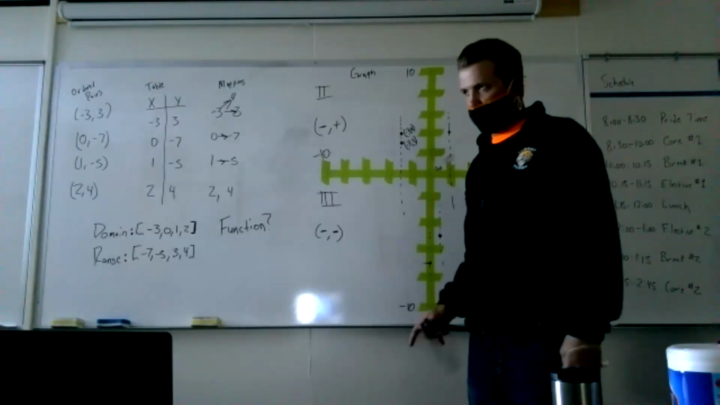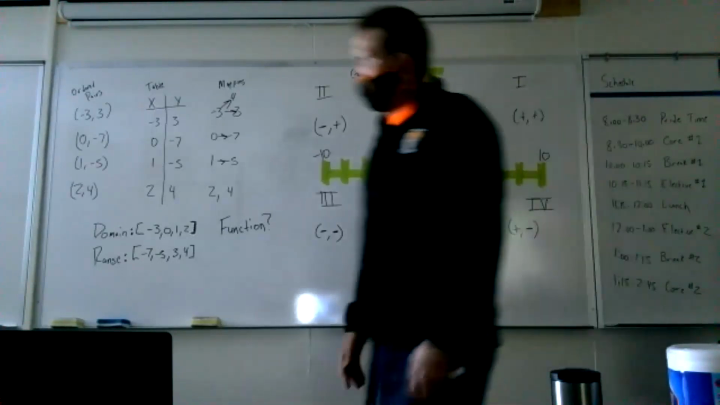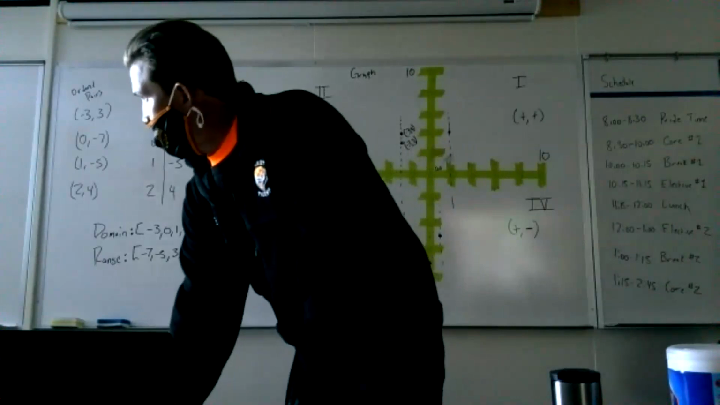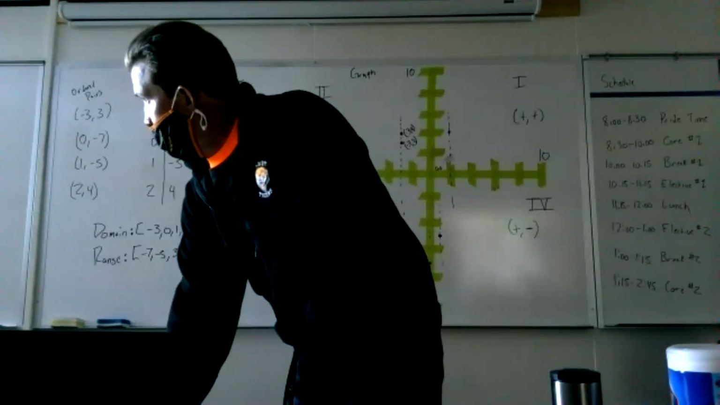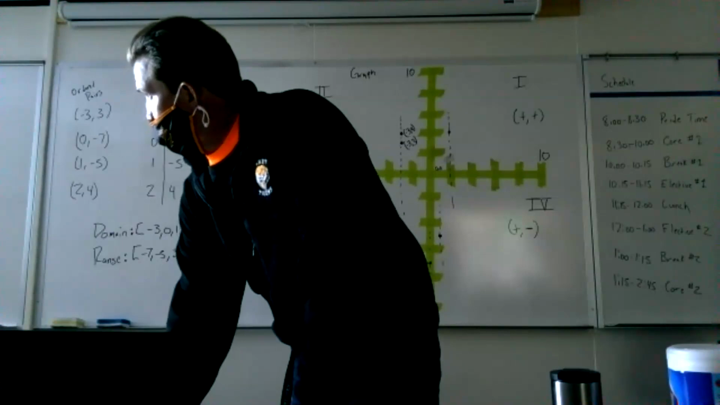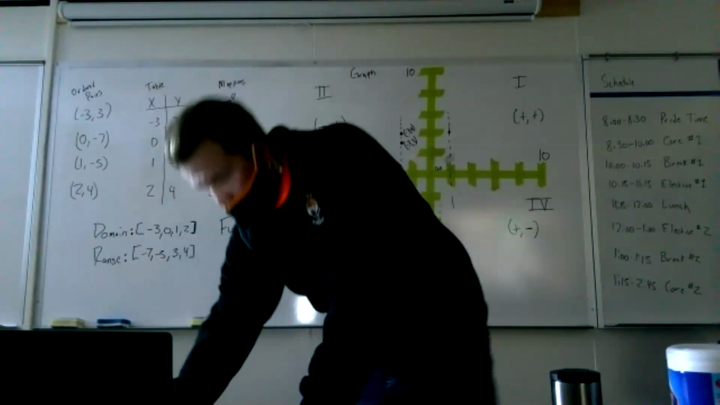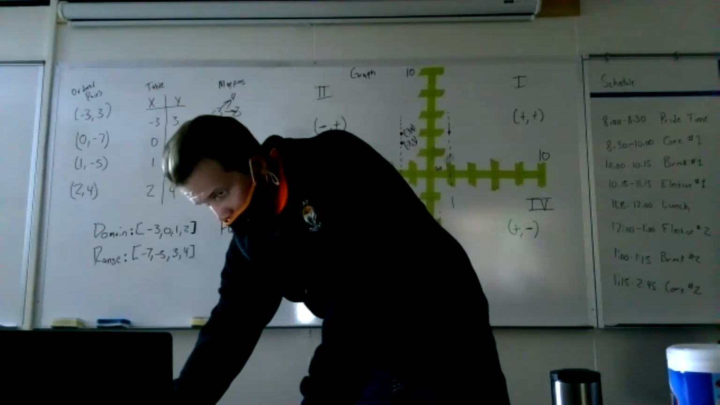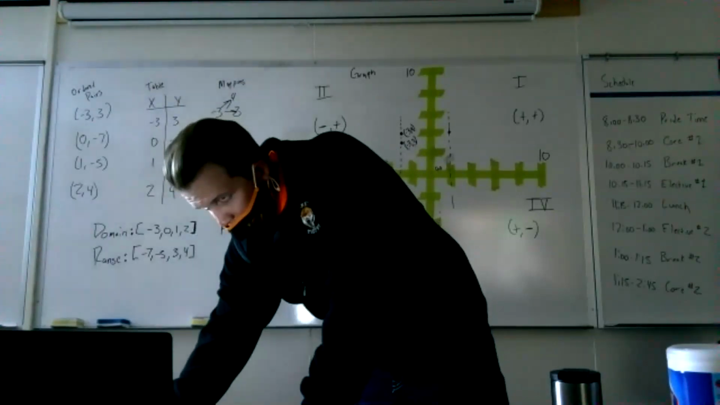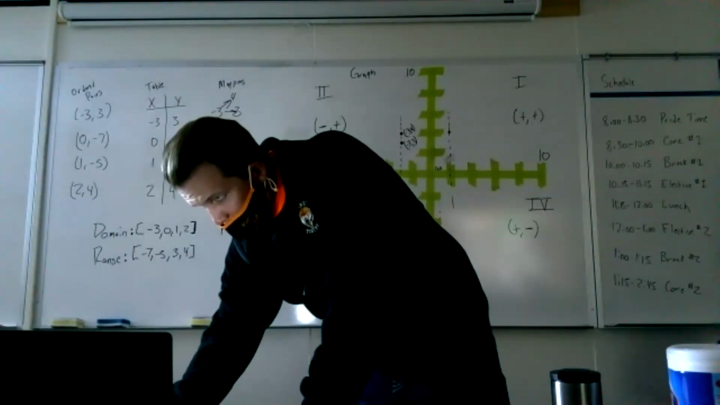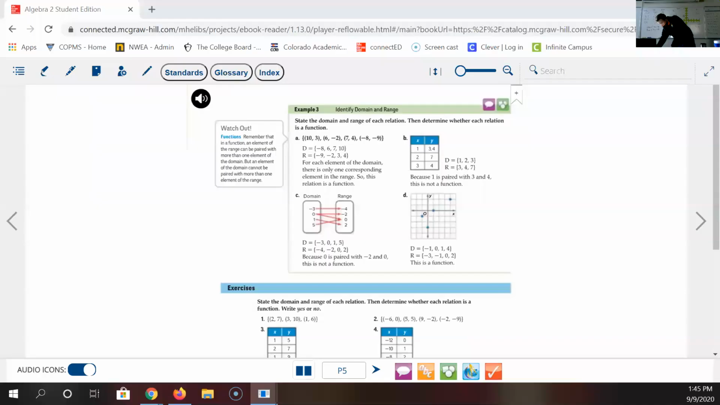All righty. Give me a second to erase real quick, and then we're going to go over the example. That is example 3 on page P5. Oh, wrong screen. There it is. So everybody can see my Algebra 2 book. We're on page P5.